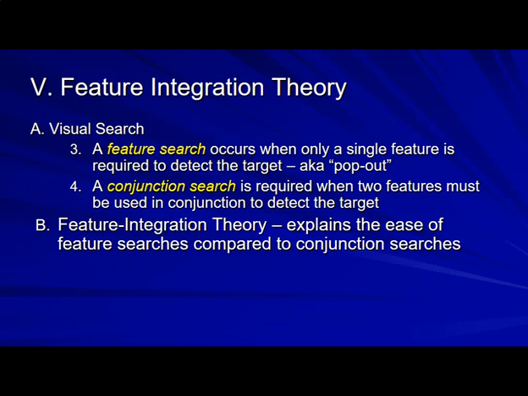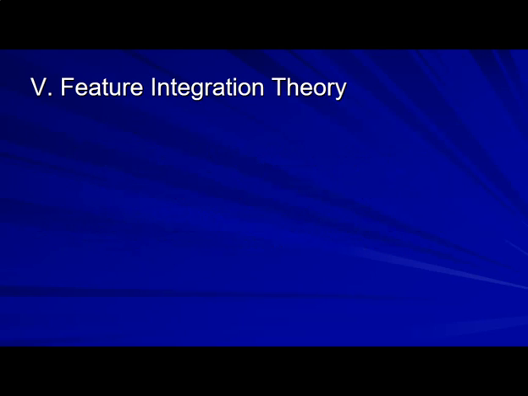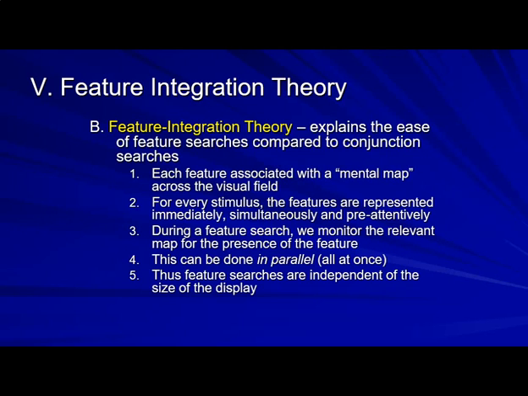Because a feature search we can do quickly, almost entirely automatically. And here's the whole process. Each feature then is associated with its own sort of feature map across the visual field. So for every stimulus, the features are represented immediately, simultaneously, and pre-attentively. It doesn't require any of our attentional resources to search the entire visual field for that single visual feature. During a feature search, we monitor the relevant map for the presence of that feature. And this can be done in parallel, or all at once.